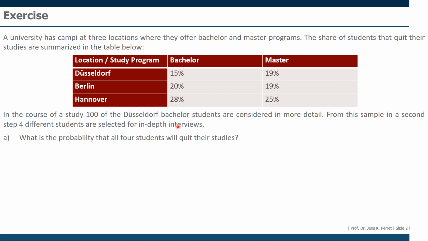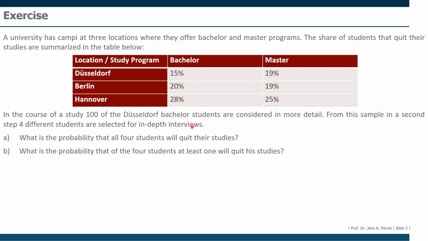Then we get our 2 tasks for this. First off, what is the probability that all 4 selected students will quit their studies? And B, what is the probability that of the 4 students, at least 1 will quit his studies?